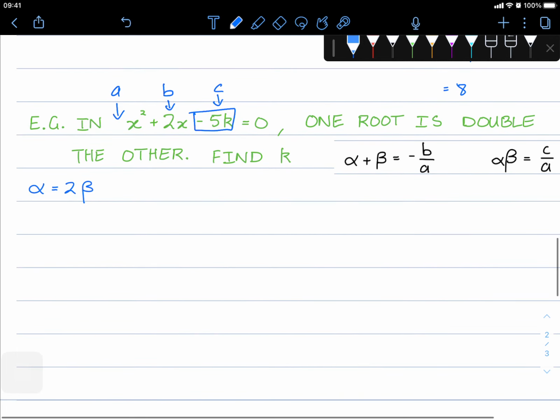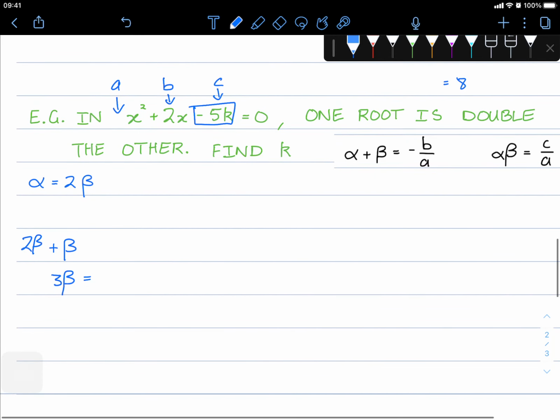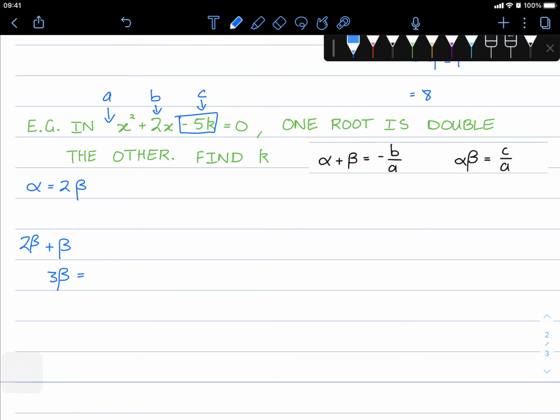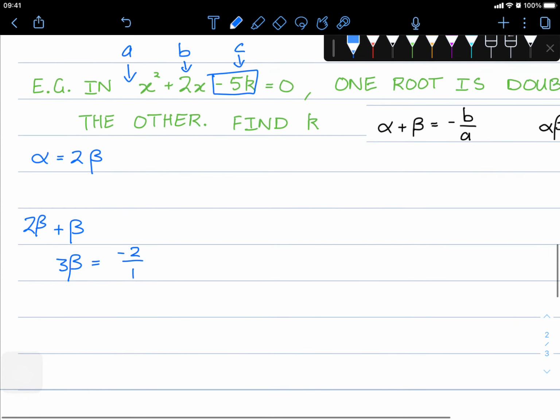Using all of this, we'll find the sum of roots, alpha plus beta. But since alpha is 2 times beta, we can replace this with 2 beta. So this becomes 3 beta, and this is the sum of roots, and the sum of roots is negative b on a. So it's going to be negative 2 on 1, because remember there's a 1 here. So beta is actually equal to negative 2 over 3.